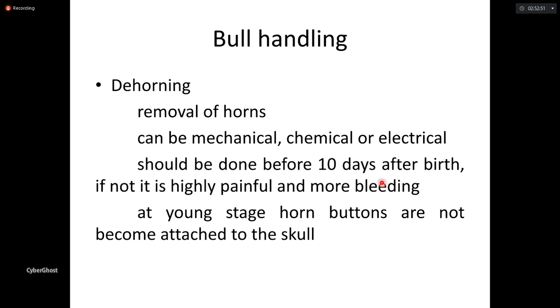Then how are we going to handle them, like the cows or the female ones? We have to do some dehorning, which means removing the horns, and it can be done mechanically, manually or electrically. We can practice any dehorning or debudding method. It should be done as soon as possible, within the first 10 days of their lives, because it is not that painful and there is less bleeding. If we do it after several weeks or months, there is even more pain and more bleeding for these animals. They are very easy to remove at a very young stage of their life.